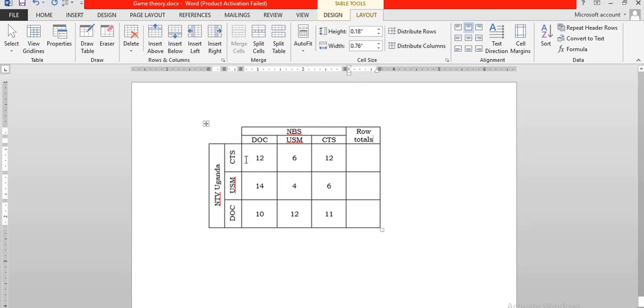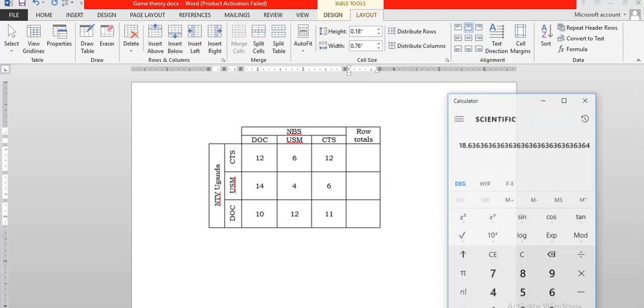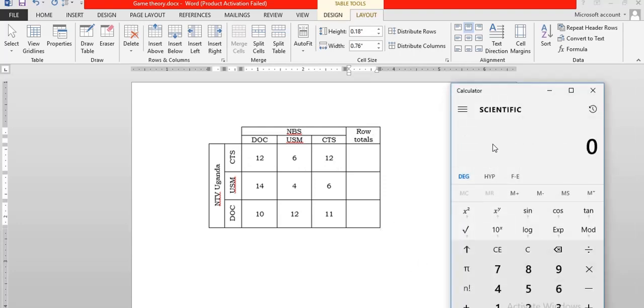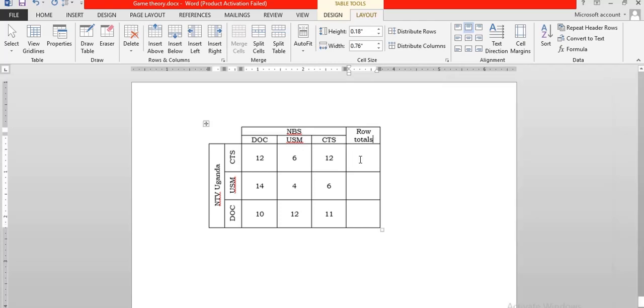Row totals, so 12 plus 6 plus 12. If I use a calculator here, 12 plus 6 plus 12 gives me 30. So I put here 30. 6 plus 4 is 10, 10 plus 14 is 24. 10 plus 12 is 22, 22 plus 11 is 33. Okay, so let's do this. I'm going to try to put it in the center. Correct. Now, the highest value here is 33.